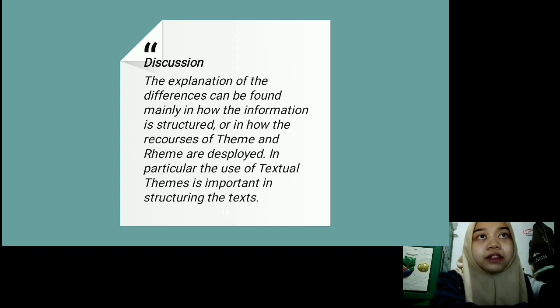The last is discussion. The explanation of the differences can be found mainly in how the information is structured, or in how the resources of the theme and rheme are deployed. In particular, the use of textual themes is important in structuring the text.